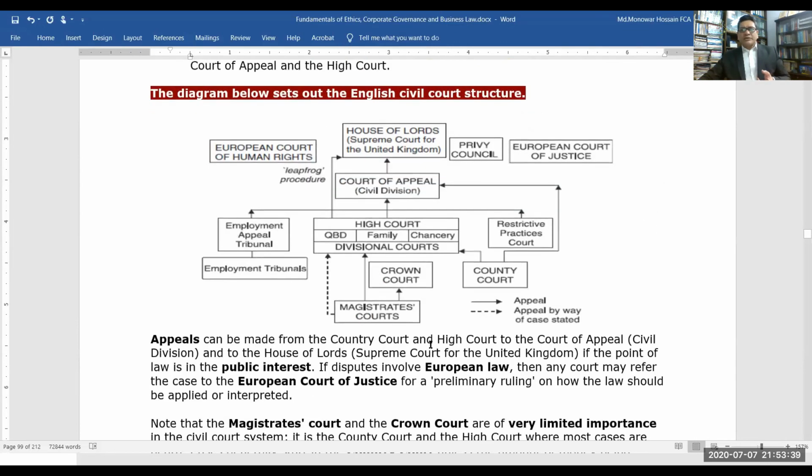For the civil courts, look here, this is the House of Lords, the Supreme Court, and below is the Court of Appeal, and below it the Employment Tribunal, Employment Appeal Tribunal, and High Court. It has 3 divisions: QBD, Family, Chancery, Divisional Court, and also Magistrates' Court. Crown Court goes up to the Court of Appeal, and County Court, also Restrictive Practices Court, and the European Court of Justice, etc. So the straight line arrow is the appeal, and the dotted line is the appeal by way of case stated.